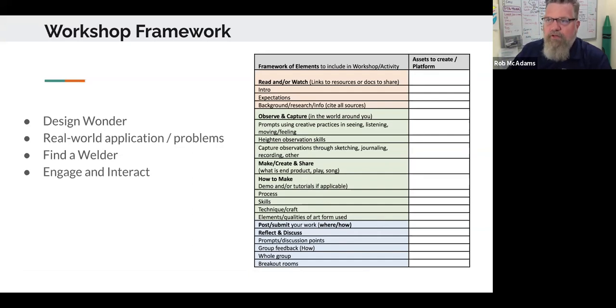I would love if we could just take 5 minutes. By the time I'm done talking till 3:10, go ahead on that workshop organizer chart, whatever your art form is, just jot down, and I'm more focused on the second and third columns.